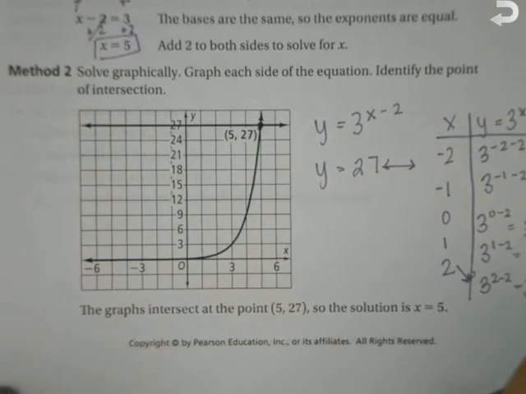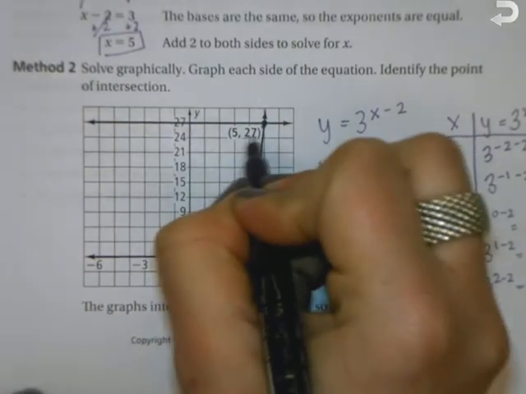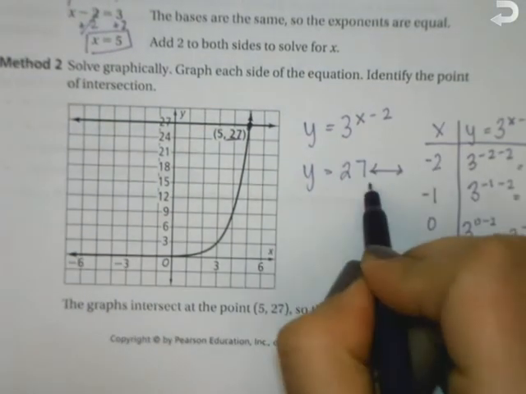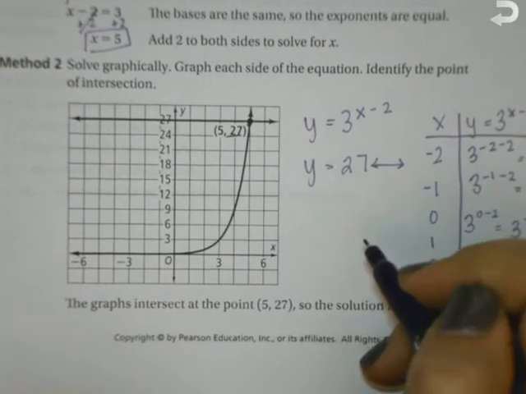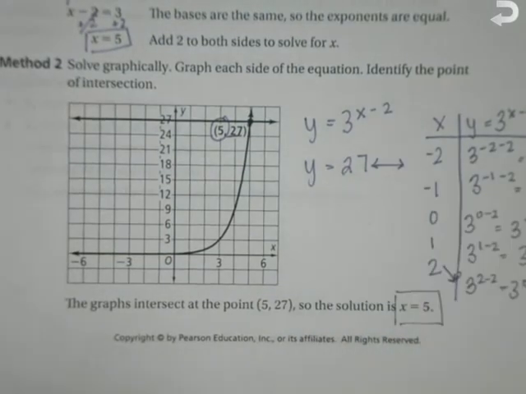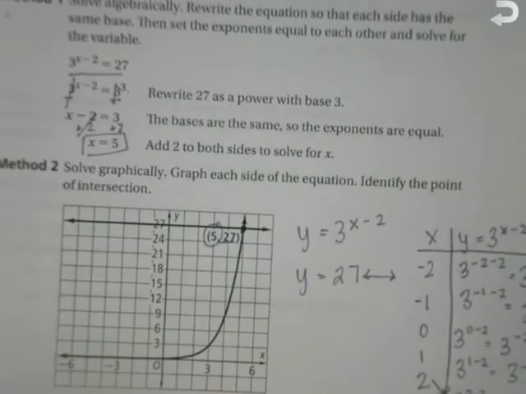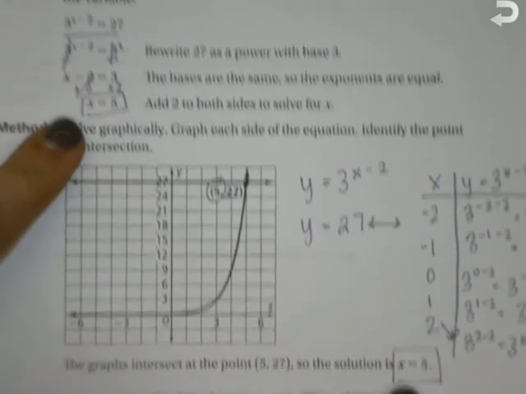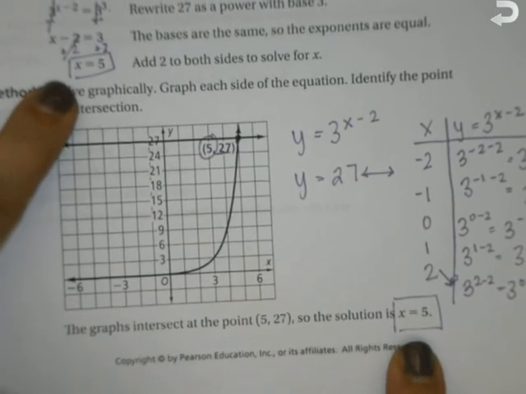Now, I knew that y was going to be 27 because I graphed it. So I only care about the x value, which is 5. So we get the solution x equals 5. Does it make sense that we got the same answer for both? Yeah, because we did the same problem, just two different methods.